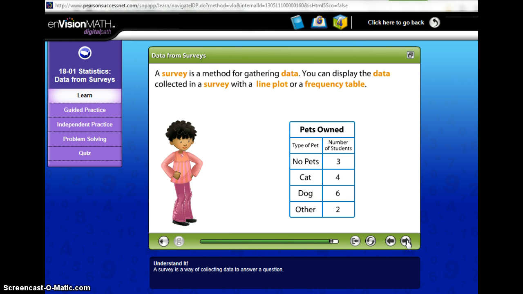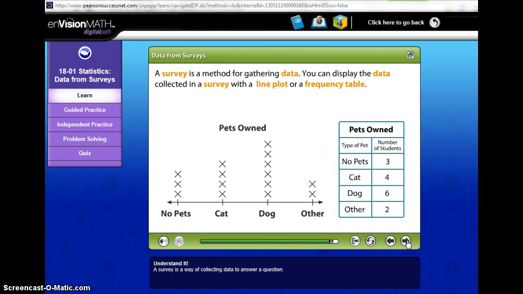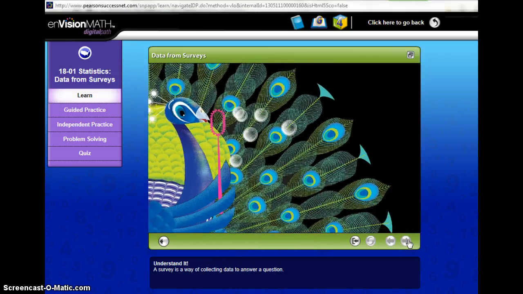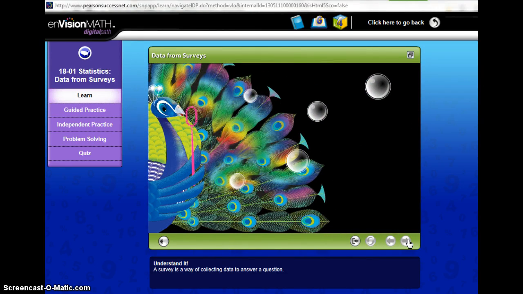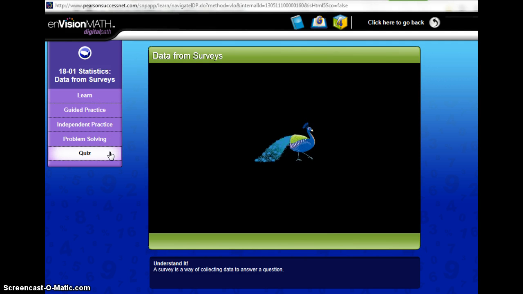A survey is a method for gathering data. We can display that data in a survey with a line plot or with a frequency table. We're going to stick to frequency tables for most of the options we're doing today. So the first thing that we're going to do is just a little bit of practice, and then I'm going to have you take some actual surveys that I've made up.